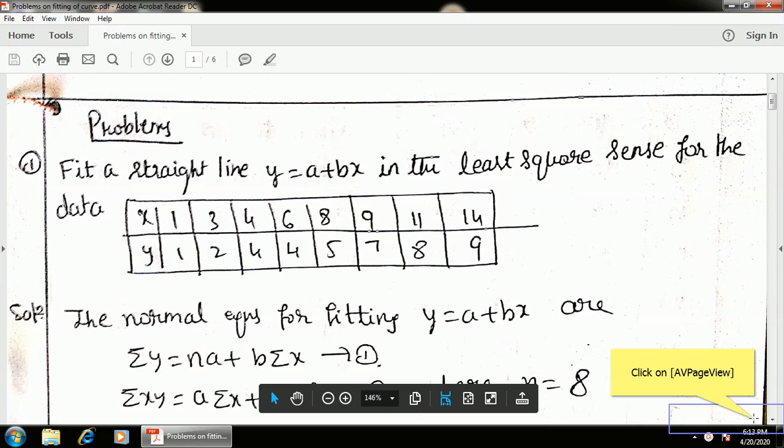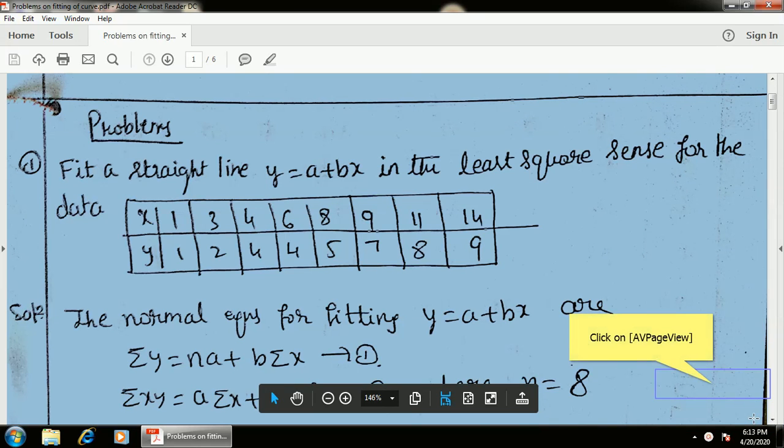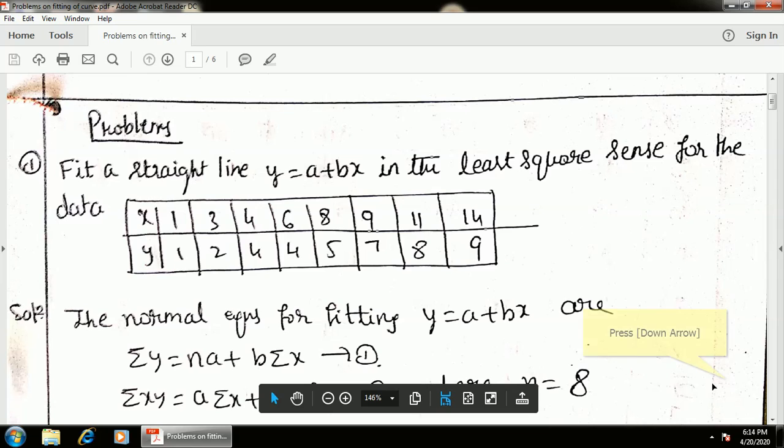Here we need to fit the straight line y is equal to a plus bx. For that, we first write down the normal equations. To fit y is equal to a plus bx, the normal equations are very easy to remember. For the given equation, just take the summation on both sides and for each term, sigma y is equal to summation of a, which is purely constant, hence it will be summation of a n times, which is nothing but n into a plus b into sigma x.